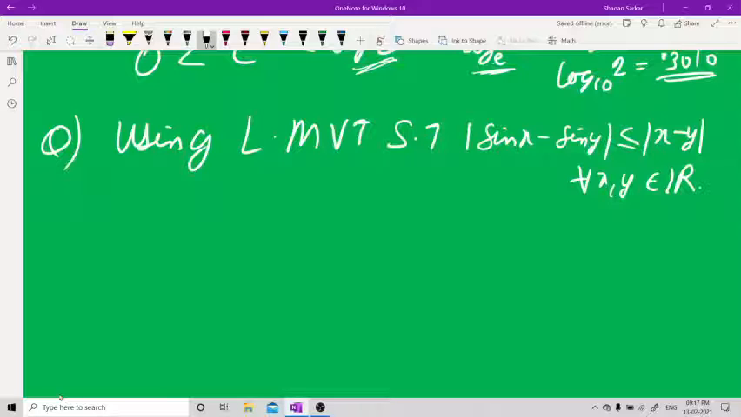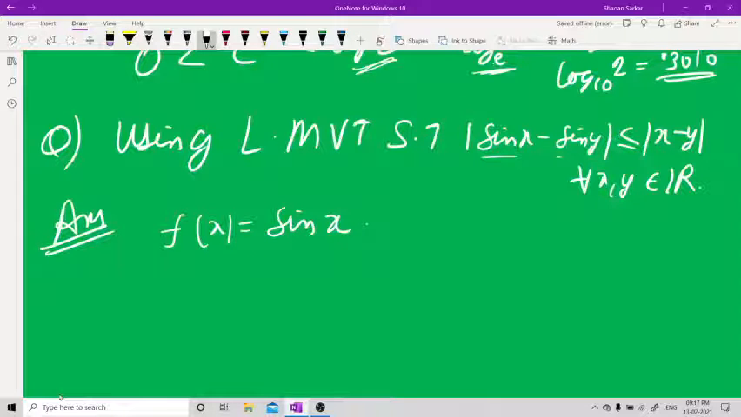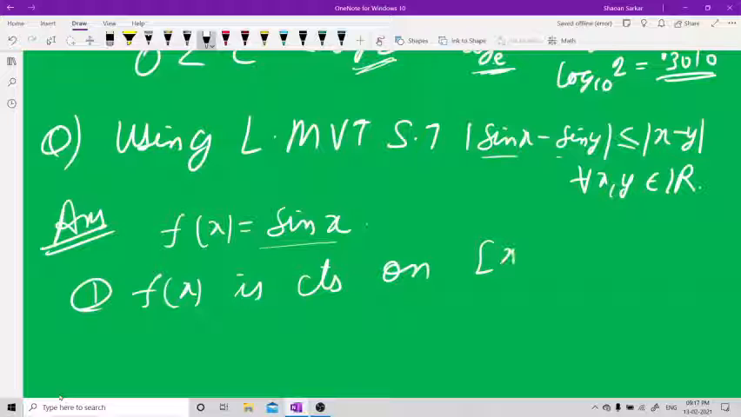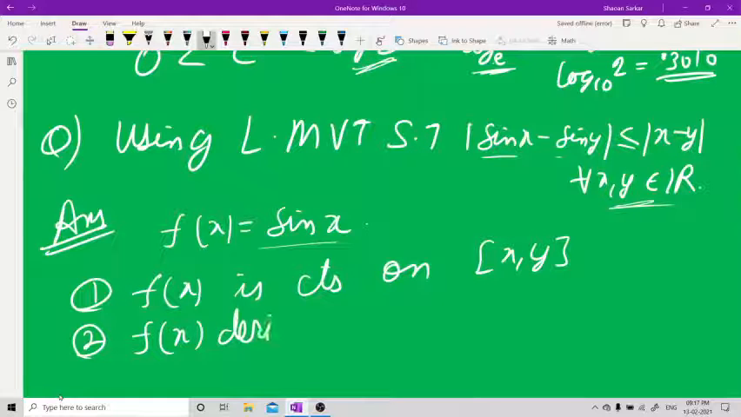Now, how to take the function. See, this is a sine function test. So you take f(x) equal to sin x. First point: sin x is a continuous function, being a trigonometric function. So f(x) is continuous on any interval you take, x comma y, where x, y belong to R. Second, sin x is derivable, the derivative of sin x is cos x, on the open interval x comma y.